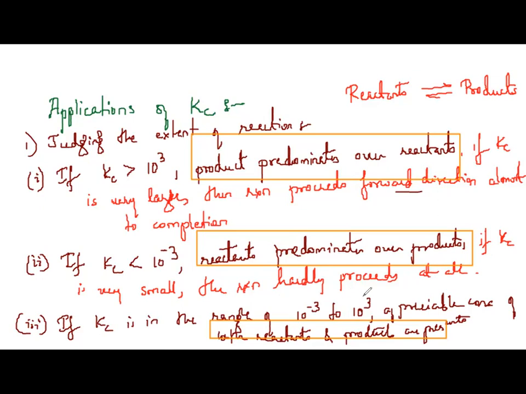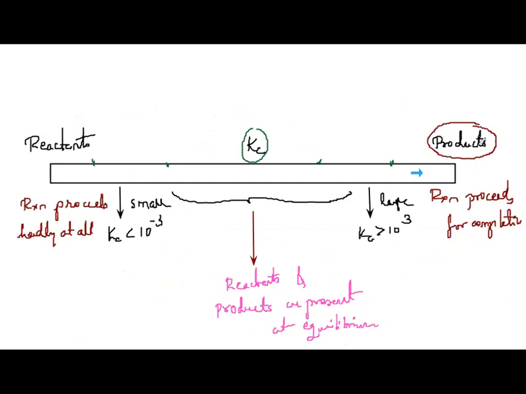Kc in the range of 10 raised to minus 3 to 10 raised to 3, appreciable concentrations of both reactants and products will be present. And this is how we indicate the reaction. If the reaction is proceeding in this direction, it means that somewhere Kc is attained. Then if Kc is very small, 10 raised to minus 3, reaction hardly proceeds. Concentration of the reactant will be more. And if Kc is very large, reaction proceeds for completion. Product concentration will be more. If Kc is here, it means reactant and products are in equilibrium.